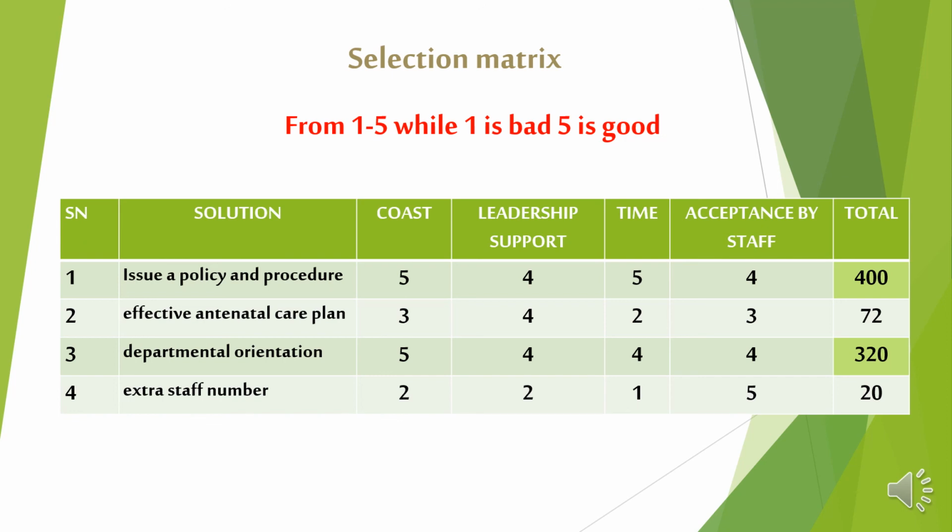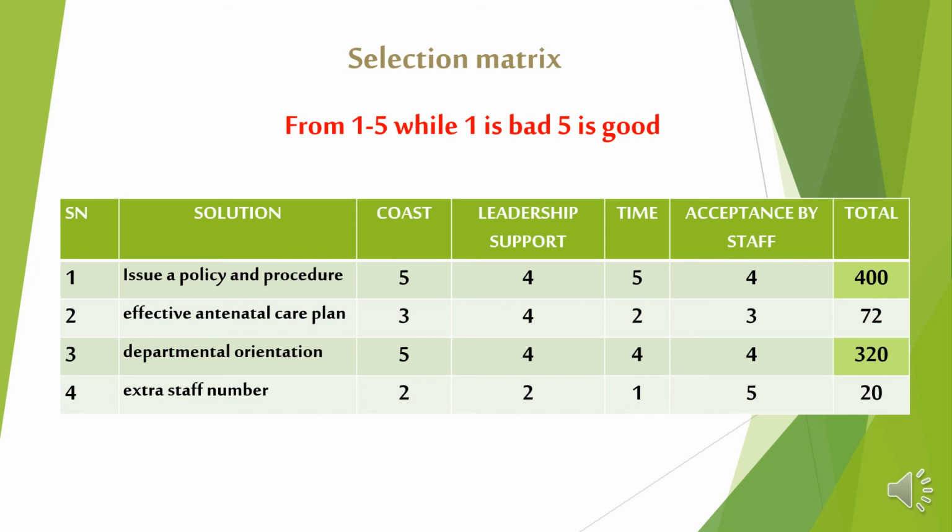Then we can see. So here they start to talk about cost, leadership support for the solution, cost of the solution, time consumed for the solution, and acceptability by the staff for the solution. For issuing a policy, it will cost us 5. 5 means it's good for us. If it needs money, we'll put 1 or 2. So it's 5, good for us. Leadership support, 4, they will support us. Time, it will take 1 week or 2 weeks for establishing or issuing a policy and procedure, so it's good for us. People and the staff will accept it, 4, and so on.